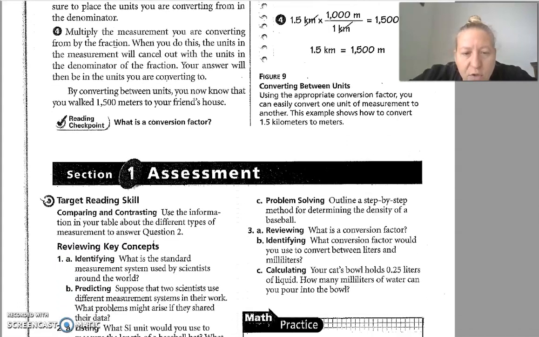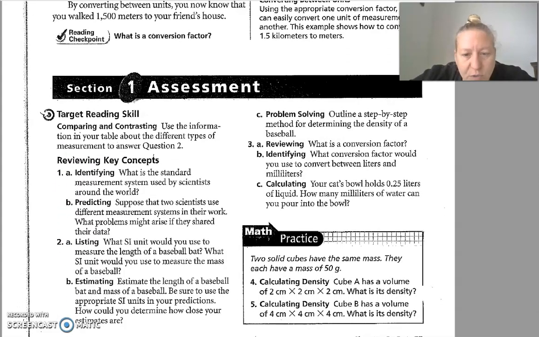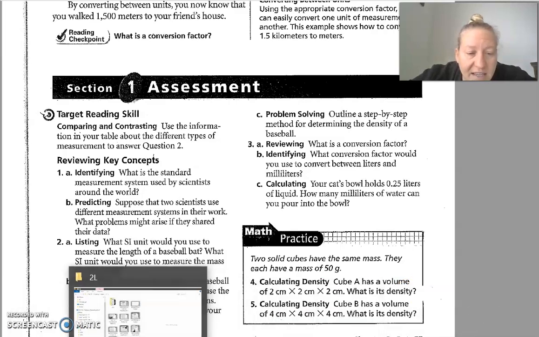Okay? So your homework for today is Section 1 assessment plus the math practice plus some of the other practice in the book. Okay?